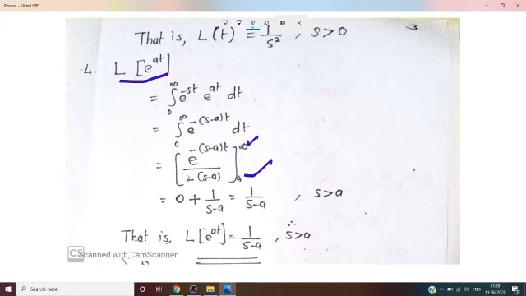Minus, put 0. When t is 0, e raised to minus 0 is 1 by minus s minus a. So minus of minus is plus, that is 1 by s minus a, and for s greater than a, that is Laplace transform of e raised to at equal to 1 by s minus a, where s is greater than a.